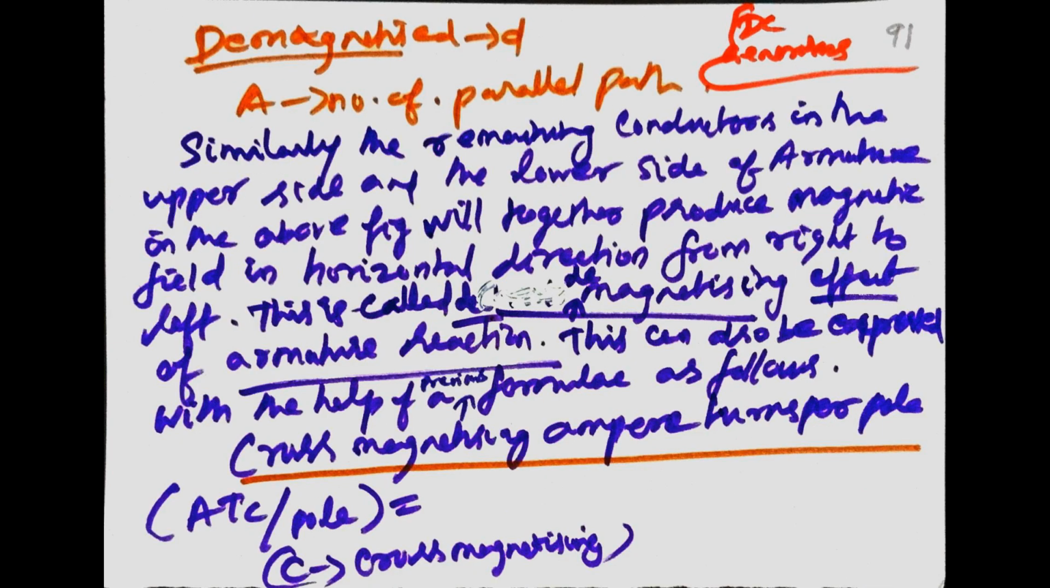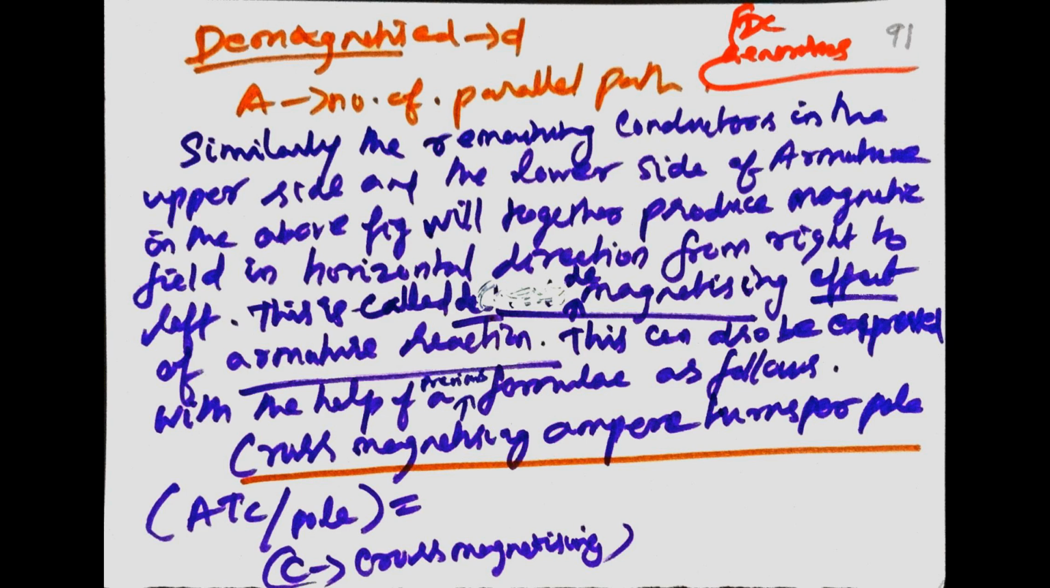Demagnetization, that is small d, mentioned. A is the number of parallel paths. Similarly, the remaining conductors in the upper side and the lower side of the armature in the above figure will together produce a magnetic field in the horizontal direction from right to left. This is called the demagnetizing effect of armature reaction.